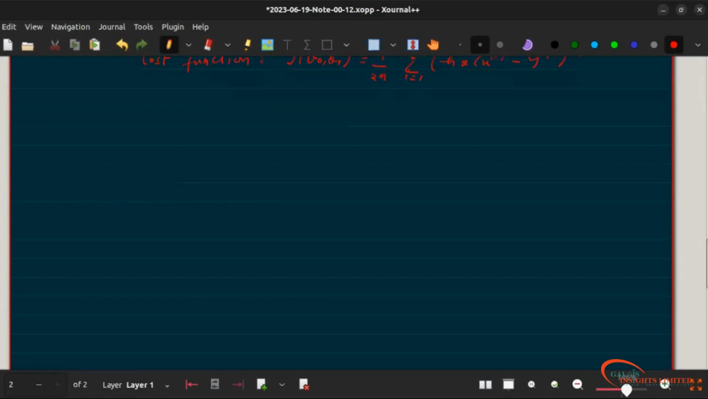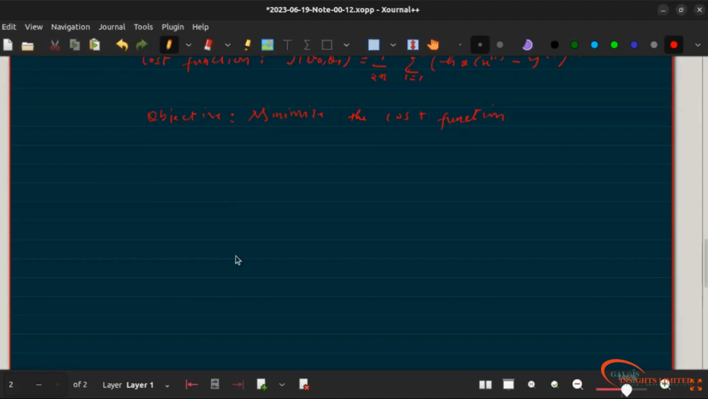And what I'm saying is that our objective is to minimize the cost function. So what we do is that we simply take this cost function that we have and then use the idea of the gradient descent algorithm.